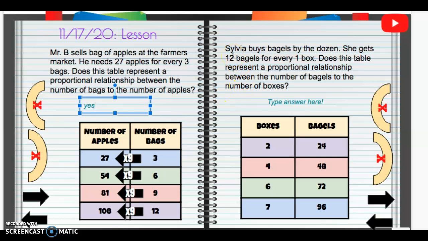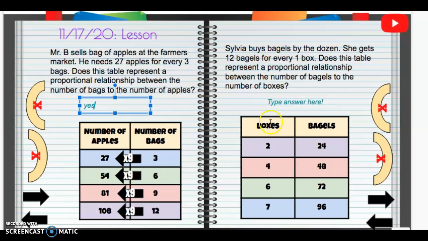Okay, let's look at this one. It says Sylvia buys bagels by the dozen. She gets 12 bagels for every 1 box. Okay, does this table represent a proportional relationship between the number of bagels to the number of boxes?